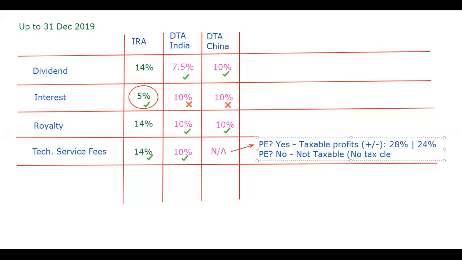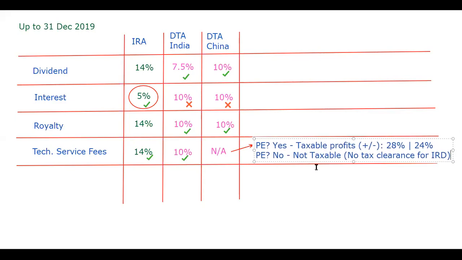This is, you need to take no tax clearance from IRD. This is anyway like a business profit, because this is technical service, not a passive. Anyway, if it is not applicable, if there is no DTA, it is treated as a business.